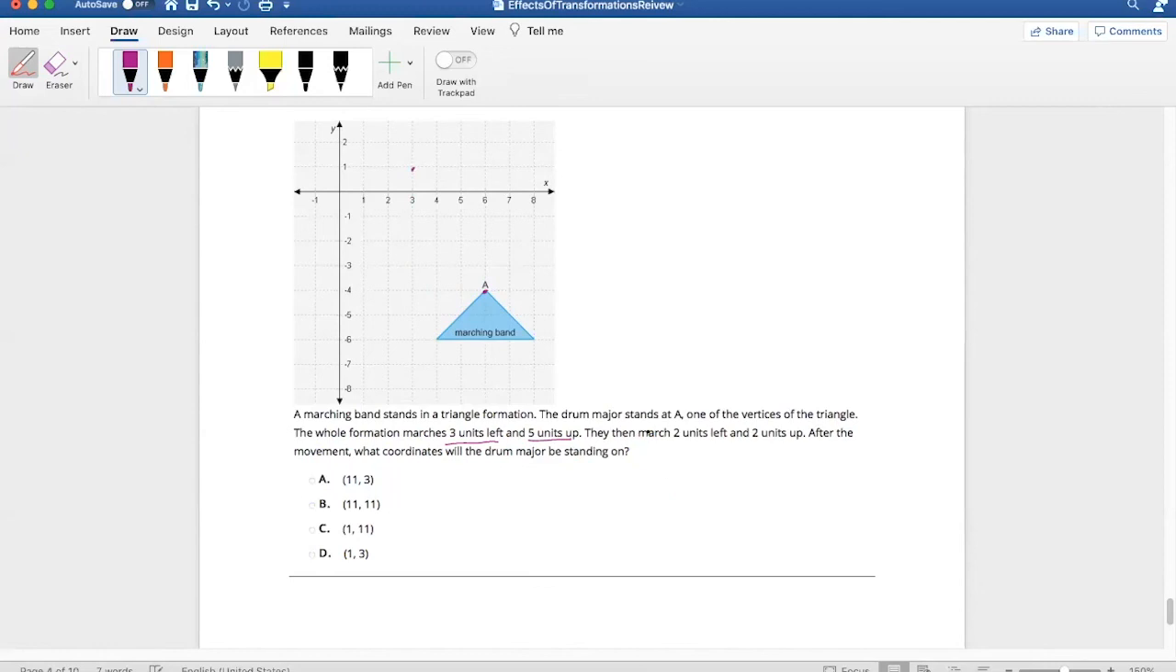Then they continue on, marching 2 left and 2 up. So let's follow those directions. 2 left and 2 up. After the movement, where will the drum major be standing? So ended up here at 1, and that would be up at 3, 1, 3.